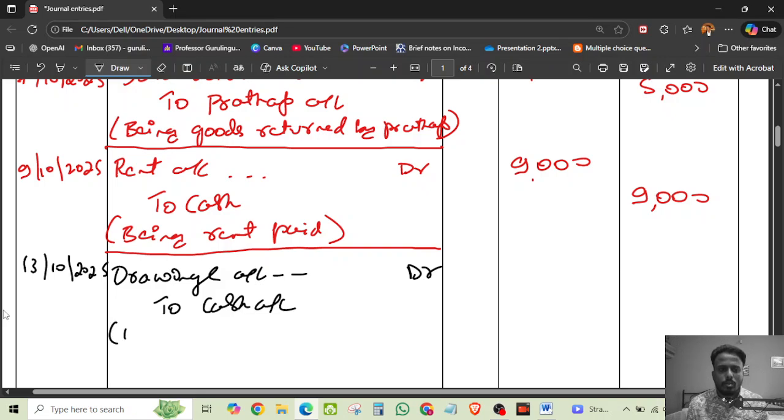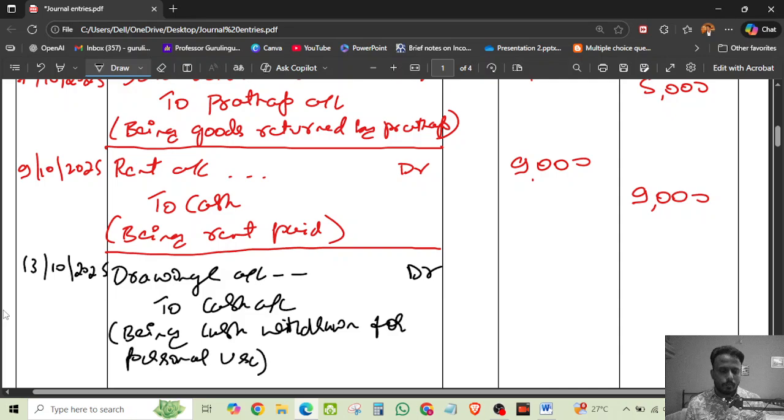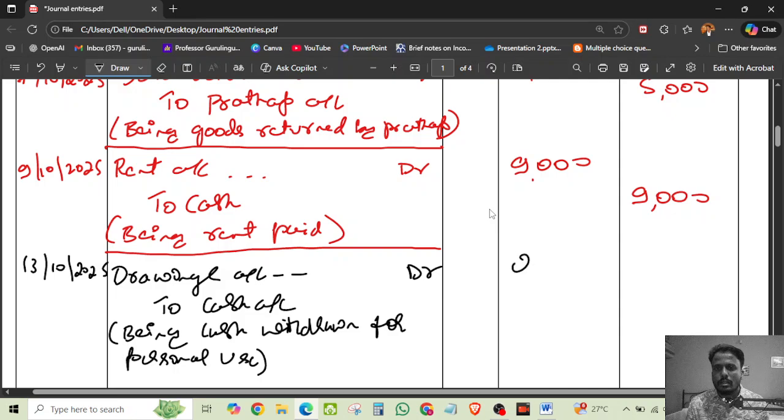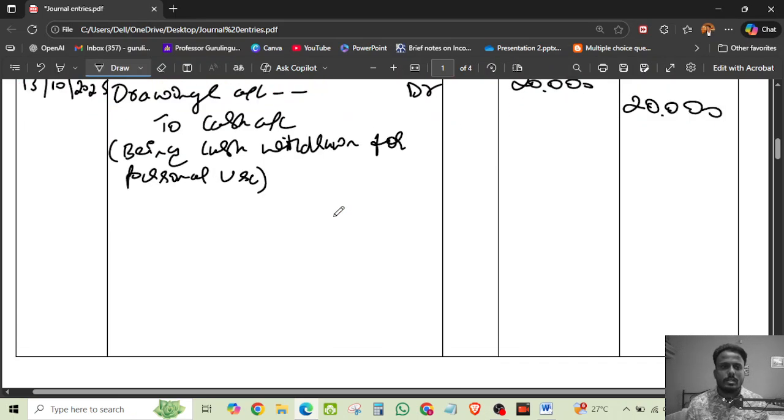If he is withdrawing through the check, you are supposed to mention as bank. Being cash withdrawn for personal use. Amount is 20,000. 13th date amount is 20,000 and 20,000. So after each entry you need to close the column.